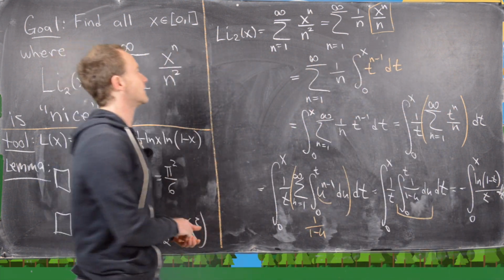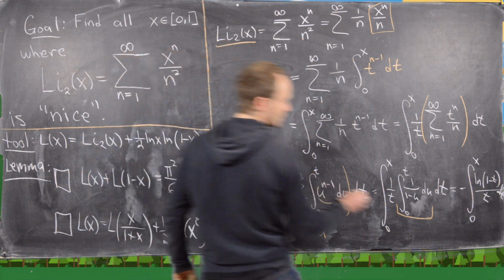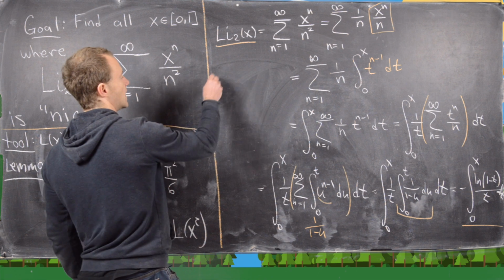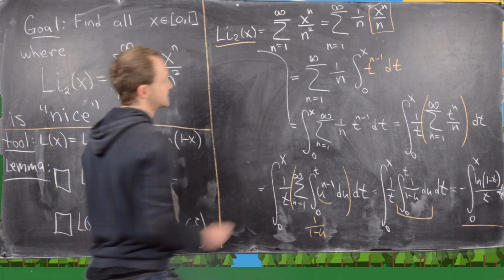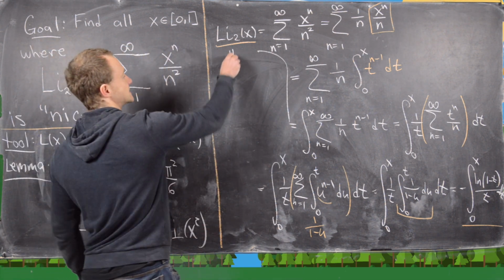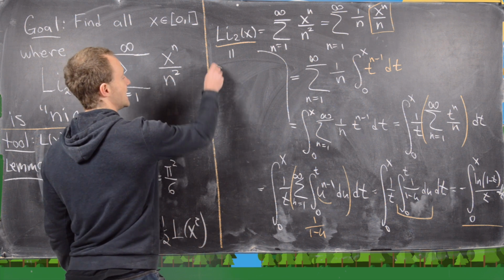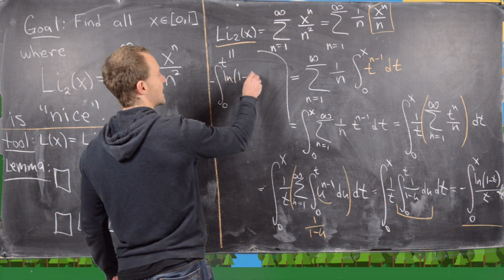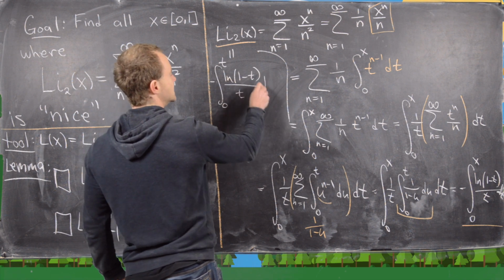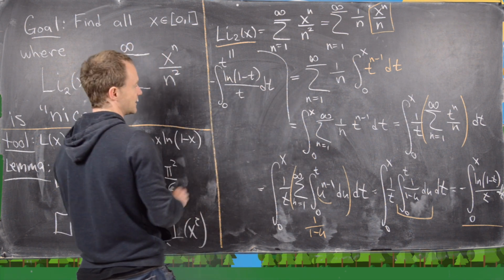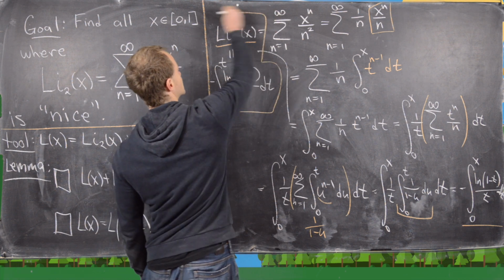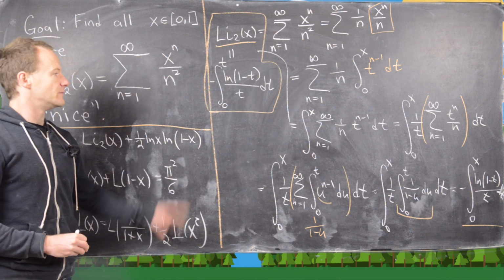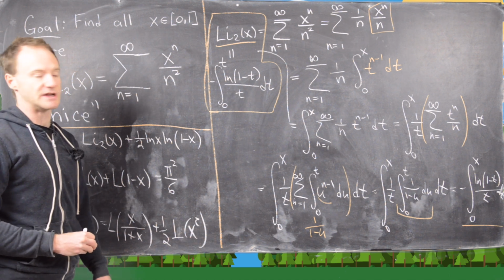So that's what we get for this dilogarithm function in its integral form. Let's summarize it over here. This dilogarithm function is equal to minus the integral from 0 to t of the natural log of 1 minus t over t dt. And this is the formula that we'll be using for the dilogarithm function from now on instead of this sum formula, because it makes the calculations a little bit easier.